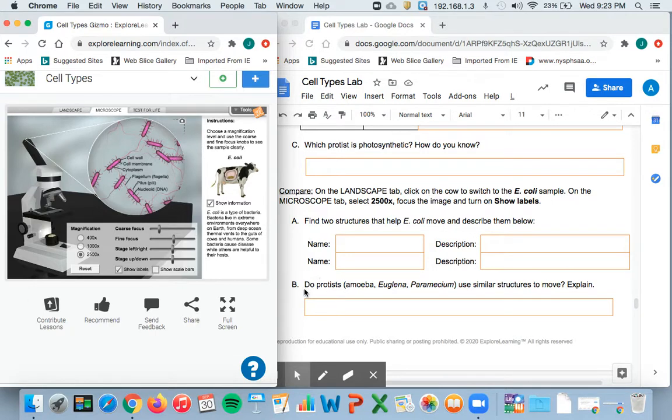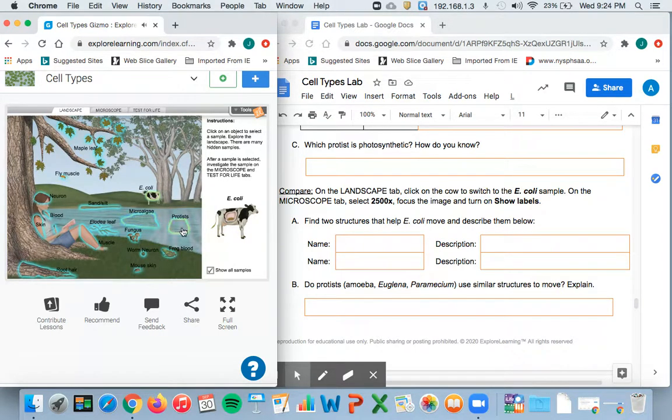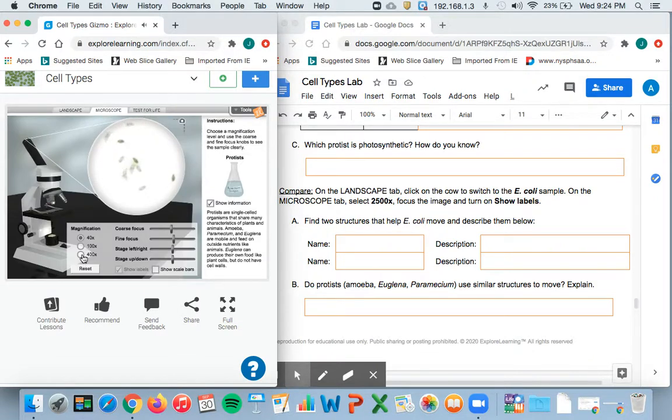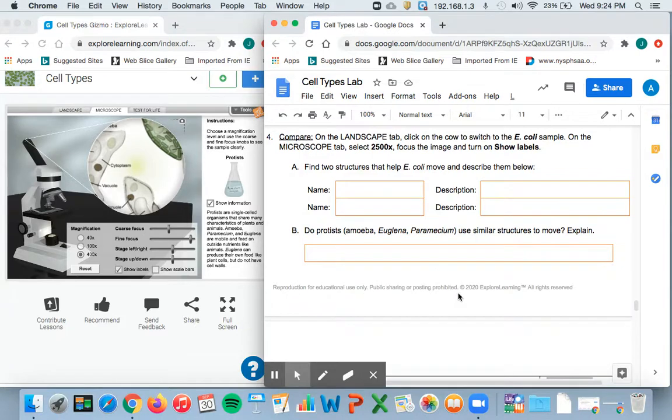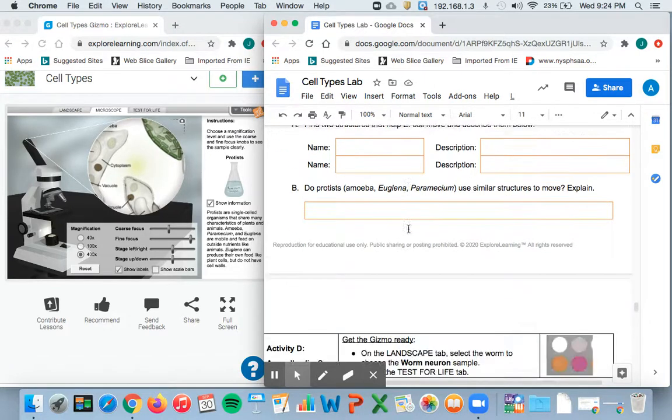Okay, question B, do protists, the amoeba, euglena, and paramecium, use similar structures to move? Explain your answer. Okay, so compare the structures of the bacteria to that of the protist we saw before. Okay, are the structures similar or are they different? Okay, let me get it in focus again. Zooming in. Okay, comparing our structures of the bacteria to the euglena.